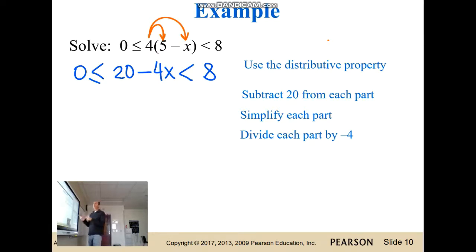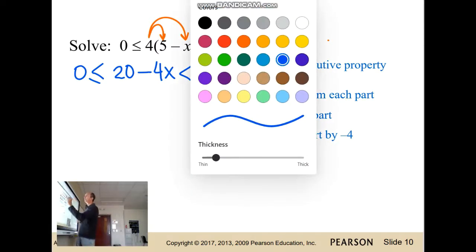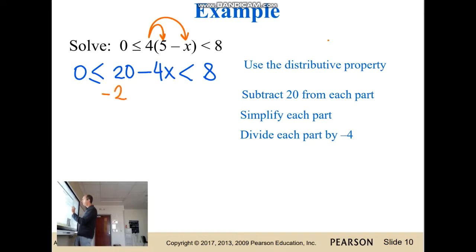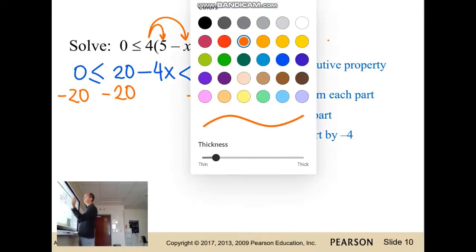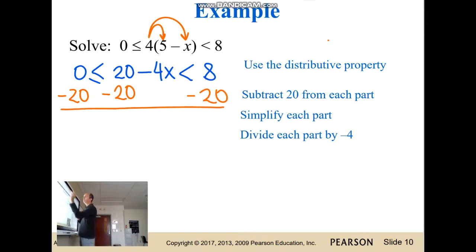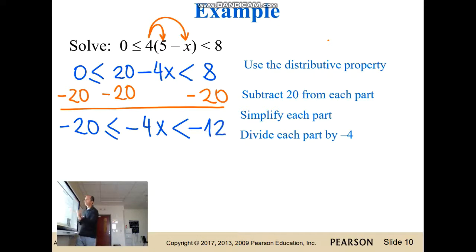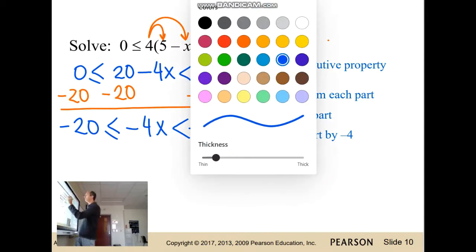Now subtract 20 from each side. This is the addition property. Subtract 20, and we have three parts here, right? So we have to subtract 20 from all. The result is going to be negative 20 is less than or equal to negative 4x, which is less than 8 minus 20, negative 12. Now divide each part by negative 4. We're going to divide by negative 4 or multiply by negative 1 over 4.